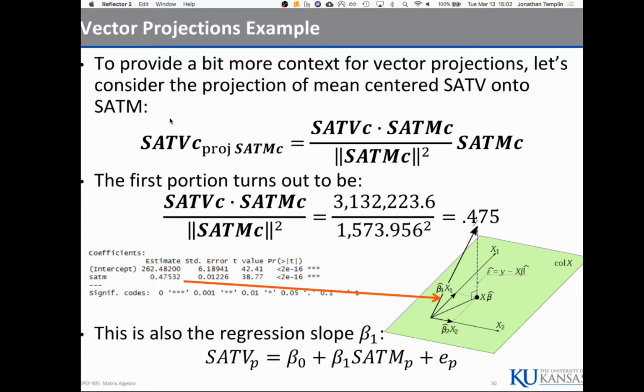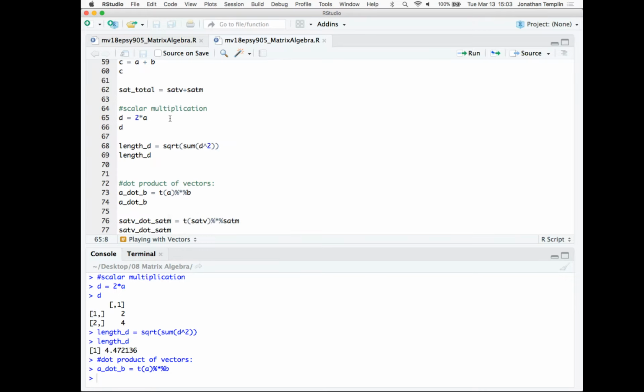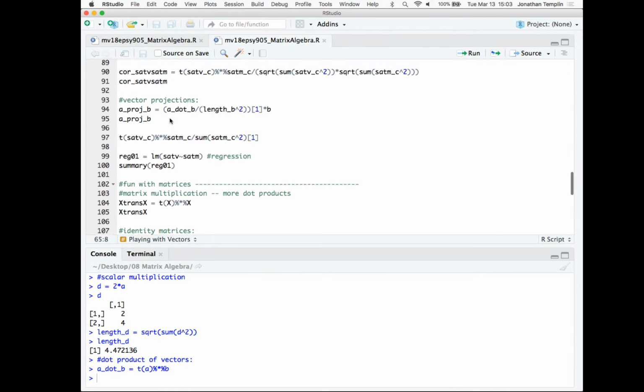All right, so what do we have here? We can do this with SAT Math and SAT Verbal right here. If we took the actual values, again, we have to mean center these vectors, and plugged them into the projection formula, we'd see that the number right there happened to be 0.475, and sure enough, that's the number associated with the slope. So there's a direct connection between geometry and what we're doing in statistics. That's where I'm going. Okay, cool. Going back to R, you can see all of that here. You can go through all my code.